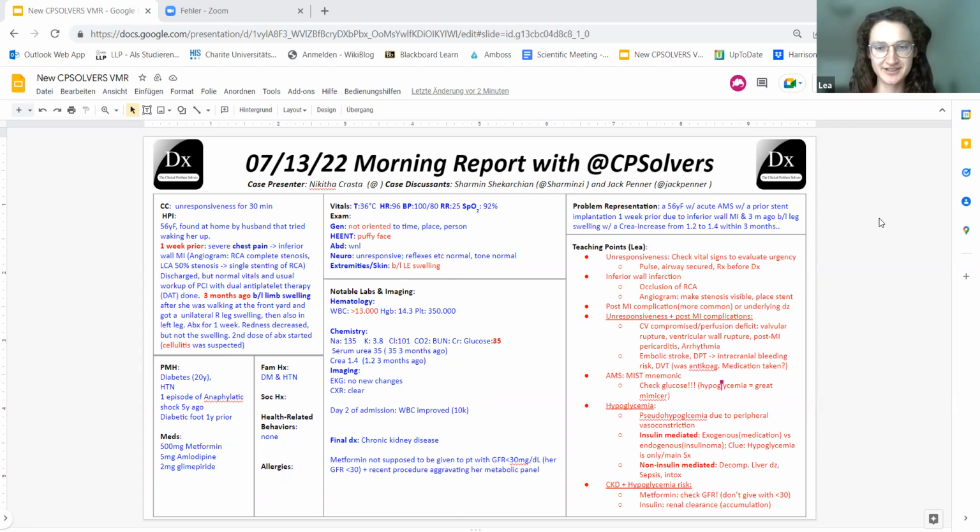So in patients with chronic kidney disease, especially if they have diabetes and medications, make sure to check the GFR for the dosing, or if you can give them metformin. And also make sure that if the renal clearance is compromised, then there might be a risk of accumulation and hypoglycemia due to increased insulin.